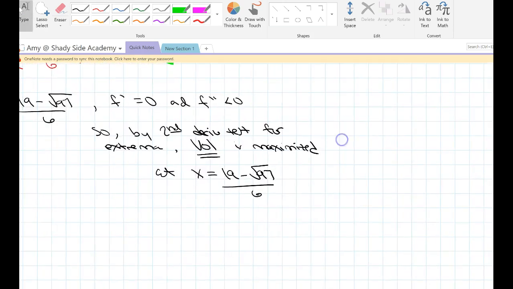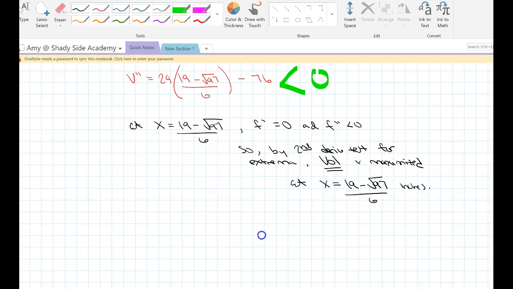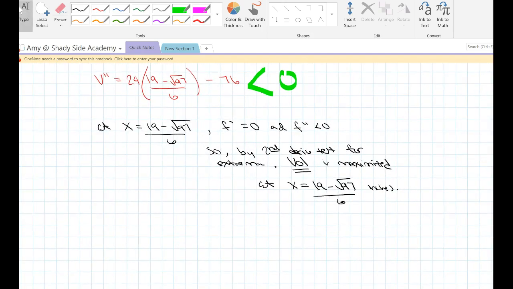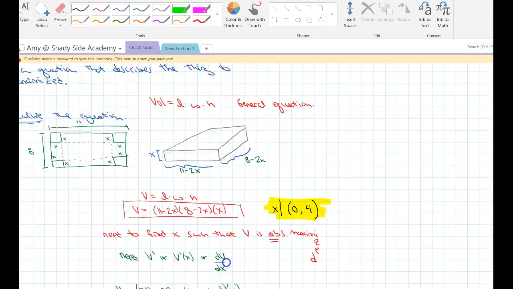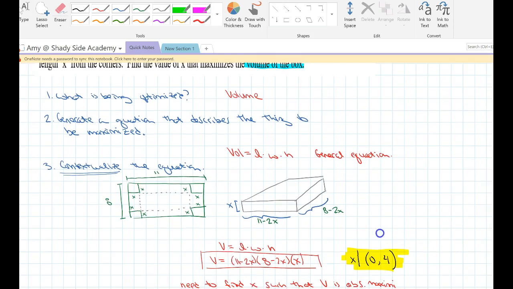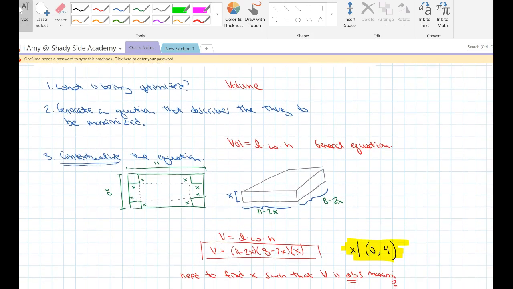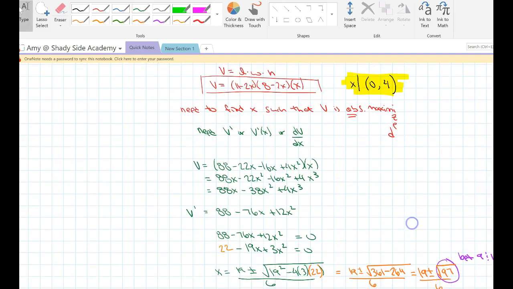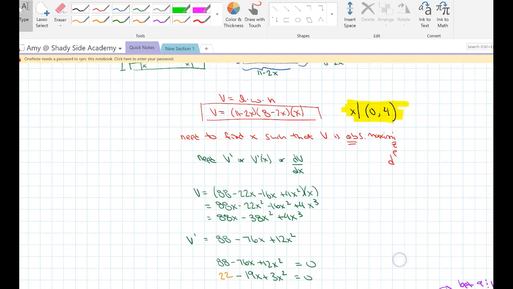Inches. Okay? So applied optimization problems just means applied finding absolute maximum or absolute minimum problems, and they are essentially 3 steps. Note to yourself what is being optimized. Generate an equation that describes what is being optimized. Contextualize the equation. And then do the calculus as you know it, being mindful that this is a real life context, so some common sense constraints, intervals or domain restrictions may apply.